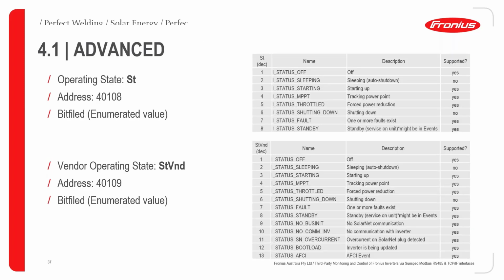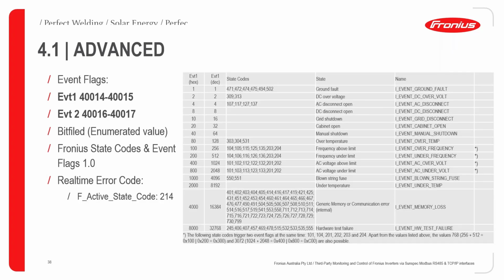Now let's look at some more advanced registers. Two important registers to point out here are the operating state of the inverter, or the machine in a way. This is split into two sub-registers: the standard register, or ST state, and then the standard vendor defined. The key difference is that the vendor defined supports more states, and they're listed as shown here. It's a bit field value, so you're going to get a match value based on where the inverter is at. Not all of them are supported, as shown here and in the value set previously. Have a look which one is supported and not when you do your application.